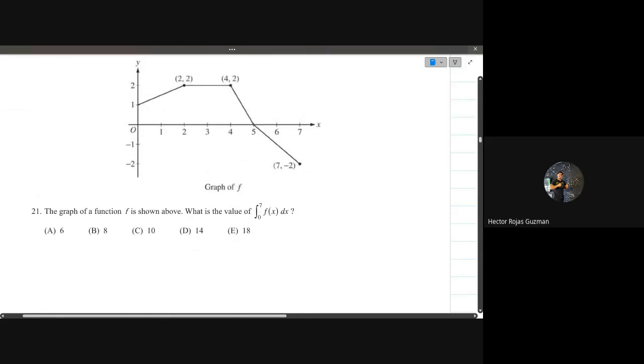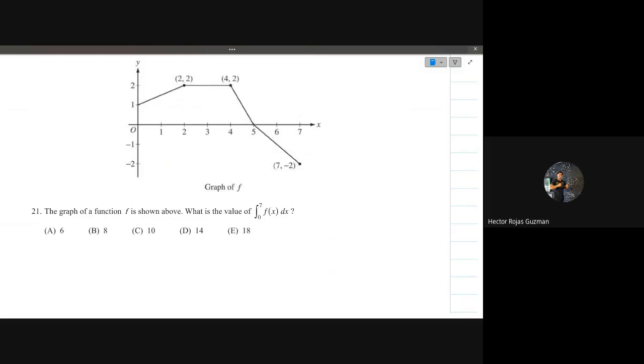Okay, we have a graph for f, and we want to find the integral from 0 to 7. Oh, this is pretty straightforward. It's just the area underneath the curve, right? So let's see what kind of shapes we get. We're going to do a trapezoid and a triangle. But don't forget this area is going to be negative, positive, positive. So a plus b over 2 times the height, plus a plus b over 2 times the height, minus 1/2 base times height. A is the y value, b is the y value, and the height is the difference of the x coordinates.